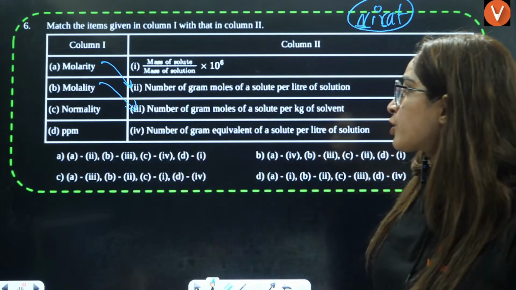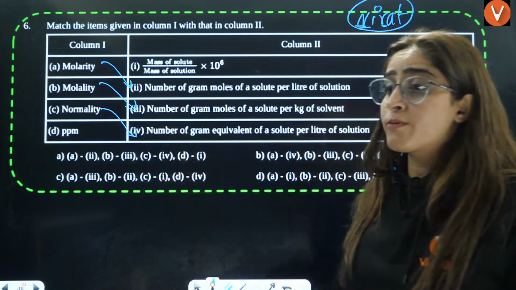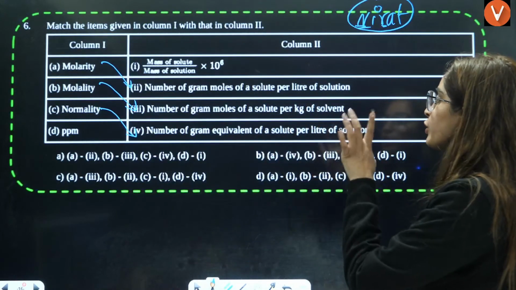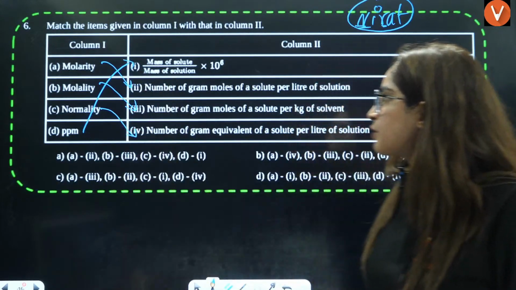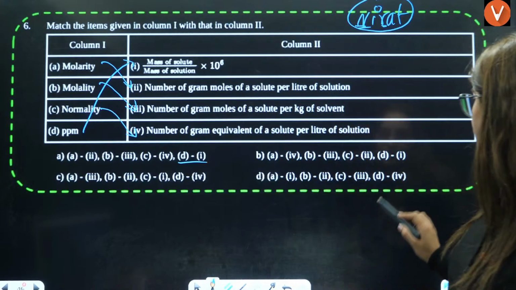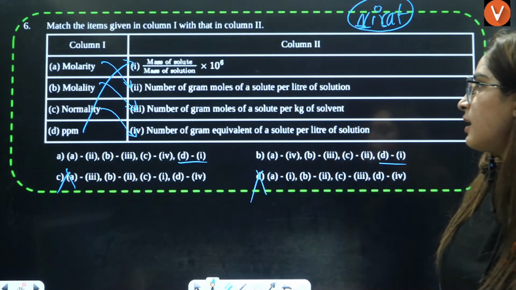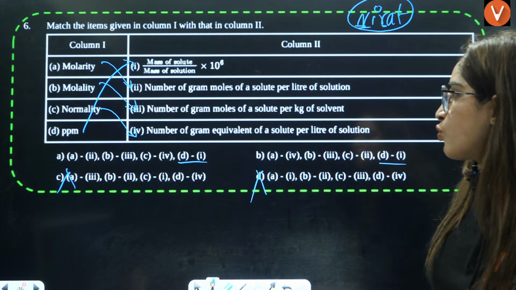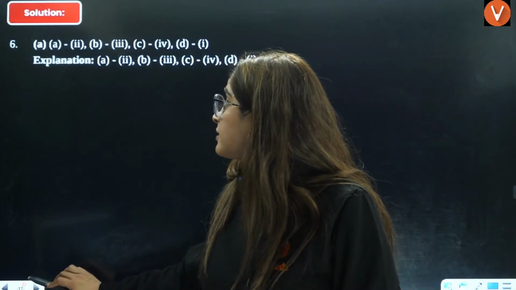Molality is number of moles of solute per kilogram of solvent. That is true. Normality is number of gram equivalents of solute per liter of solution. That is also right. ppm is mass of solute and this. So your D is 1 over here. So these two are eliminated, right? A is 2, right? So answer is going to be A is the correct answer, right?